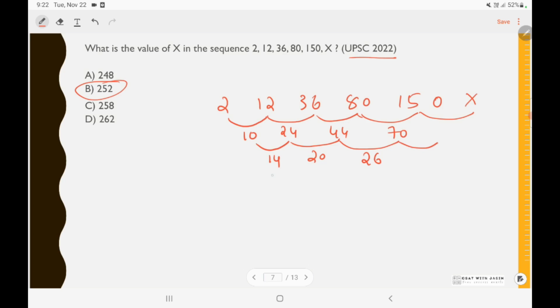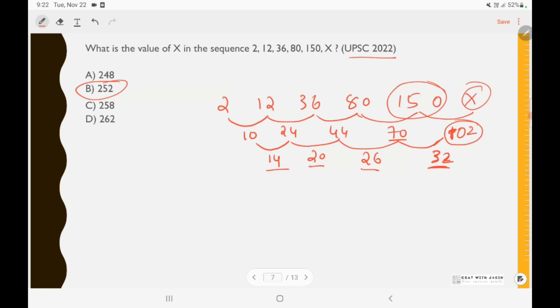Okay, so now you will be able to find out the relationship, right? Because if you add 6 to 14, you get 20. If you add 6 to 20, you get 26. If you add 6 to 26, you will get 32. So the next number will be 32. So here what will be the number? You need to add 32 to 70. So 102 will be the number. So what will be x? Just add 102 to 150. You will get 252, right? So option B is the correct answer. So you can use this trick in 70% of the series. It is going to work.